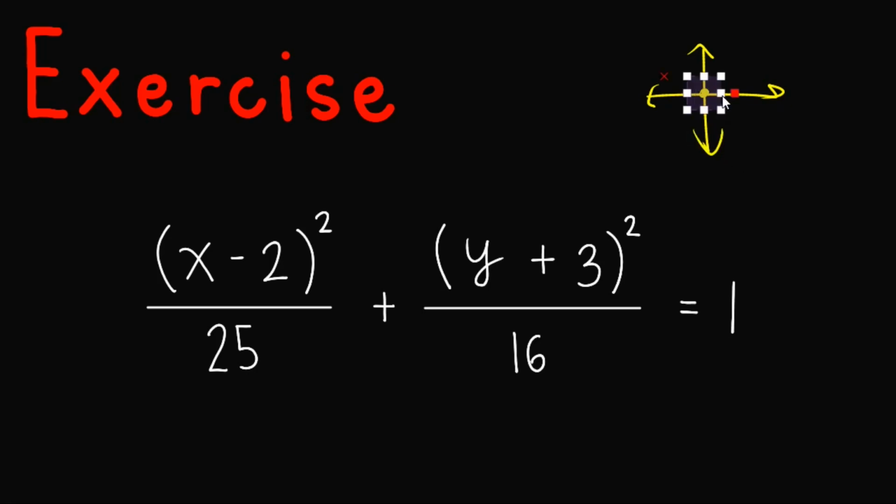It would probably be around, I guess, here, something like that. And then take note that since the denominator of the x variable is larger compared to y, the orientation for this ellipse is now horizontal. So just keep in mind those things in answering this problem.